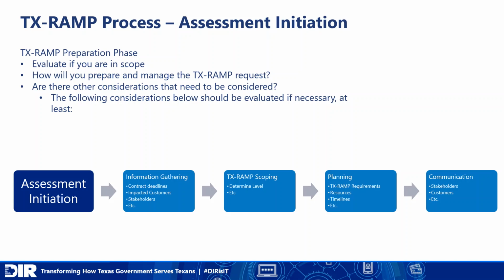So once you have some of this information gathered, it may be helpful at this point to go through planning, actually seeing what are the TX-RAMP requirements when it comes to the security controls and maintaining compliance. What are the resources that are needed? What are the timelines that you have internally? Things of that nature. Also, what would be helpful is communication, communicating to your stakeholders, your current customers, potential other customers, anyone else that may need to be involved in this TX-RAMP submission process.